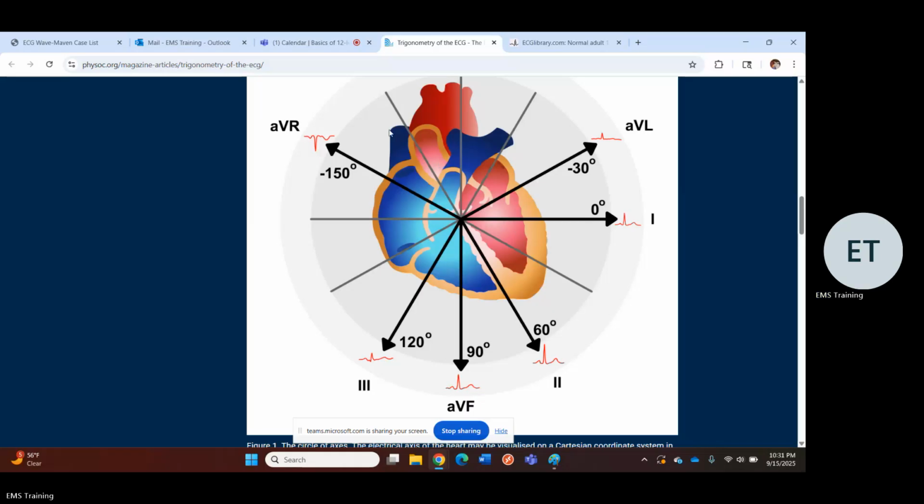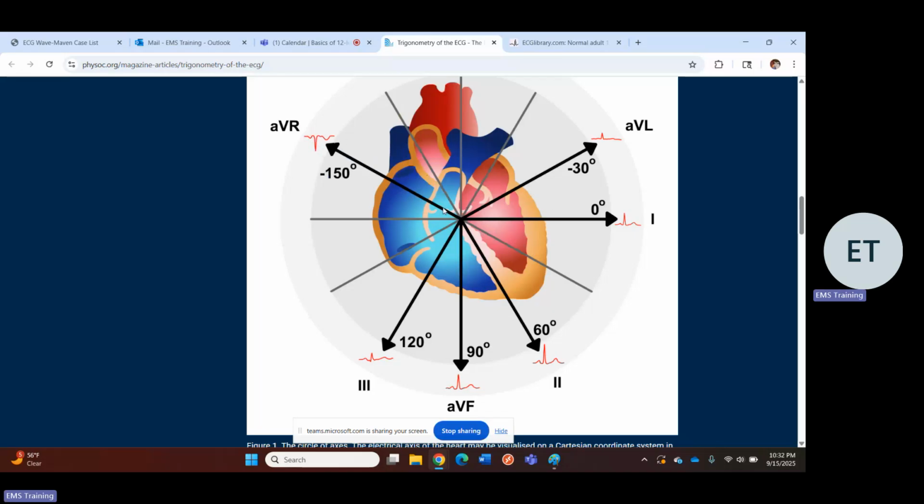Now, take this lead, for example, AVR. It's kind of the exact opposite of lead 2, right? Electricity is going almost entirely away from it. It's going away from this lead. AVR is a positive lead. So if it's going away from a positive lead, then that is going to show up as a negative deflection. Since almost the entire electrical vector is going away from AVR, the entire lead is going to show up negative on the tracing.